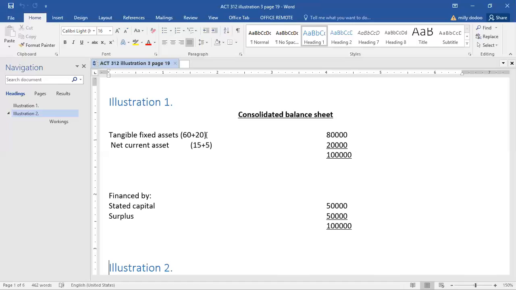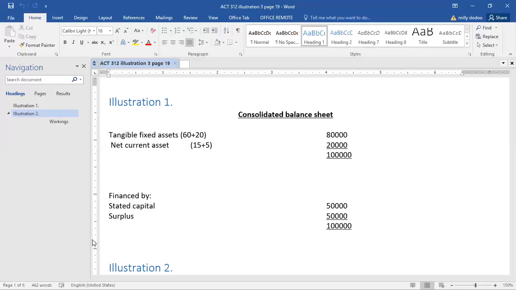Then you go to your financed by, you have stated capital, that of only H. You bring only that of H because the stated capital of S Limited has been knocked off by the investment of H. And then the surplus will be that of only H because the surplus of S has been knocked off by the investment of H. So at the end of the day, you balance this account. And this is how your consolidated balance sheet for illustration 1 is going to look.